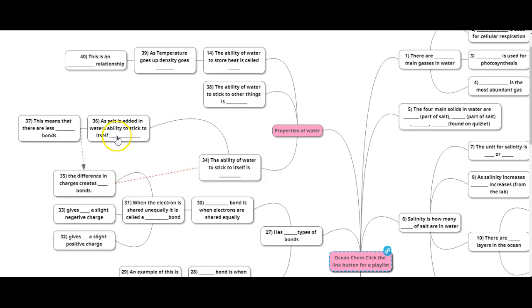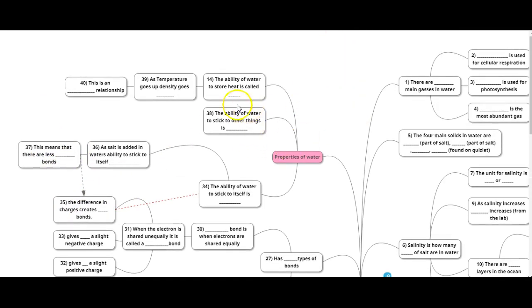As salt is added to water, its ability to stick to itself decreases. This means you see a decrease in cohesion. This means that there are less hydrogen bonds, so 37 and 35 should be the same answer. Over here, water's ability to stick to other things is called adhesion. Water's ability to store heat, heat capacity, and then I'll let you look up this inside the notebook. It's one of the last things that we wrote.